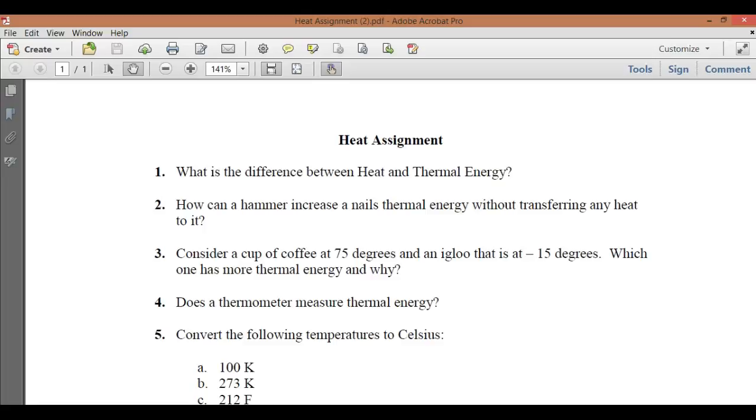When we talk about the number of particles, we're talking about mass. So if something is made up of a few particles, it has a low mass, versus if something is made up of many particles, you have a high mass. Now, you intuitively know this.